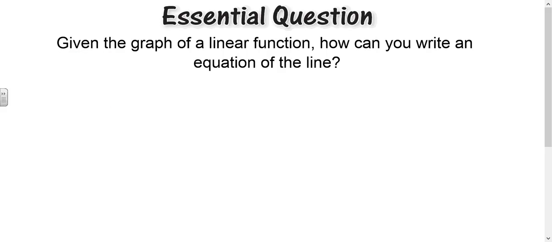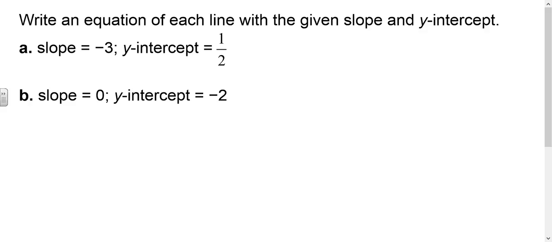Today we're going to discuss writing equations in slope-intercept form. So your essential question is, given the graph of a linear function, how can you write an equation of the line? We've practiced this in our exploration earlier, but we're going to continue with this and try some different kinds of examples.